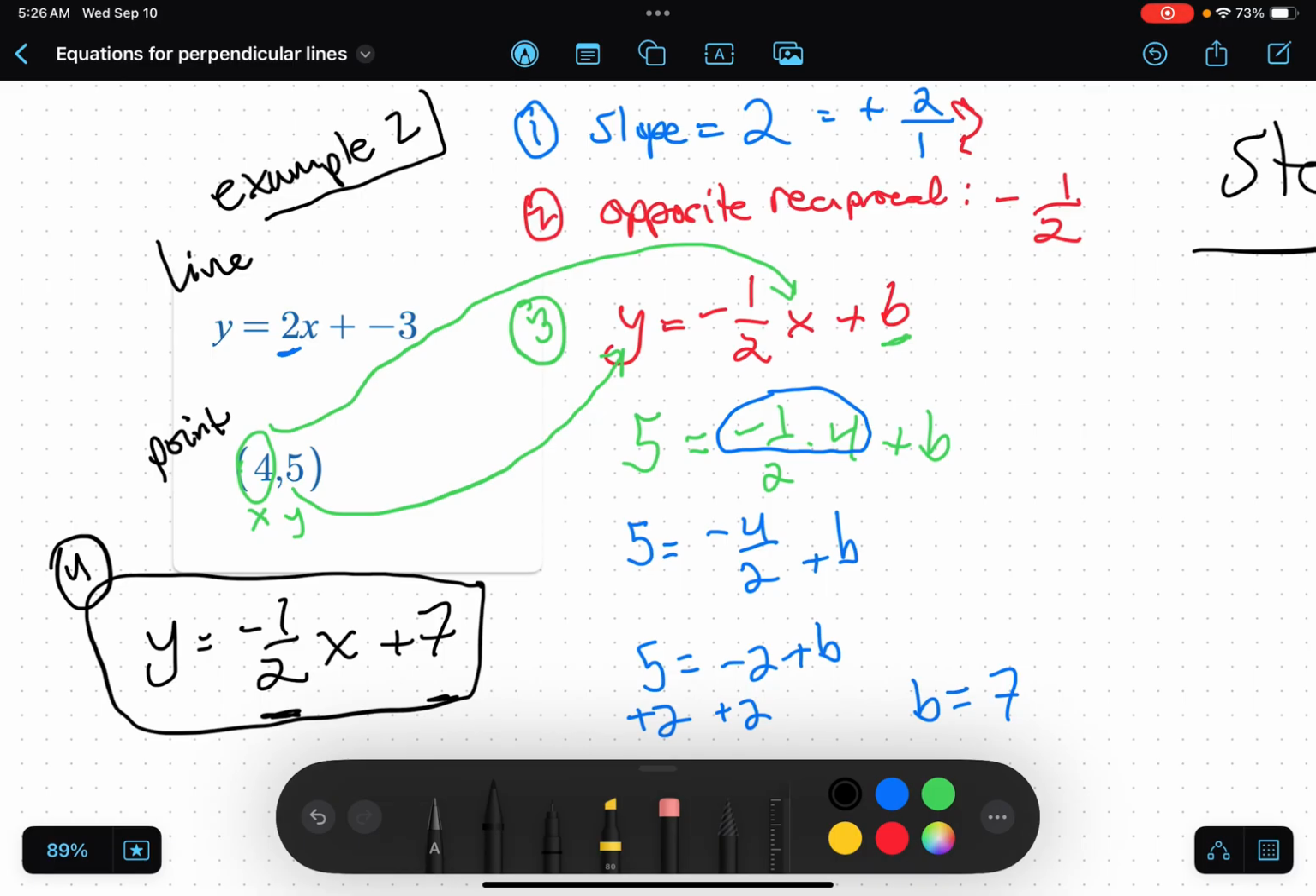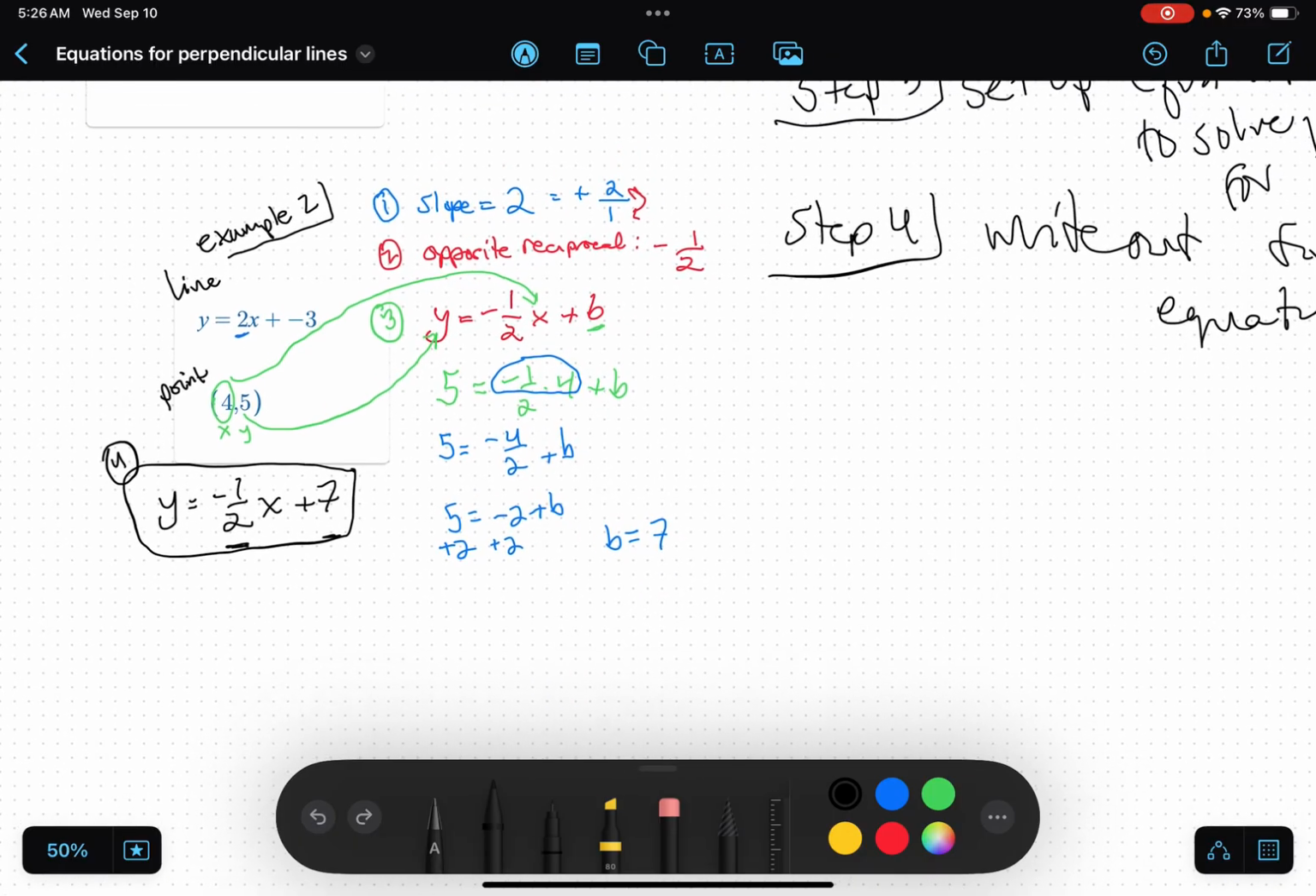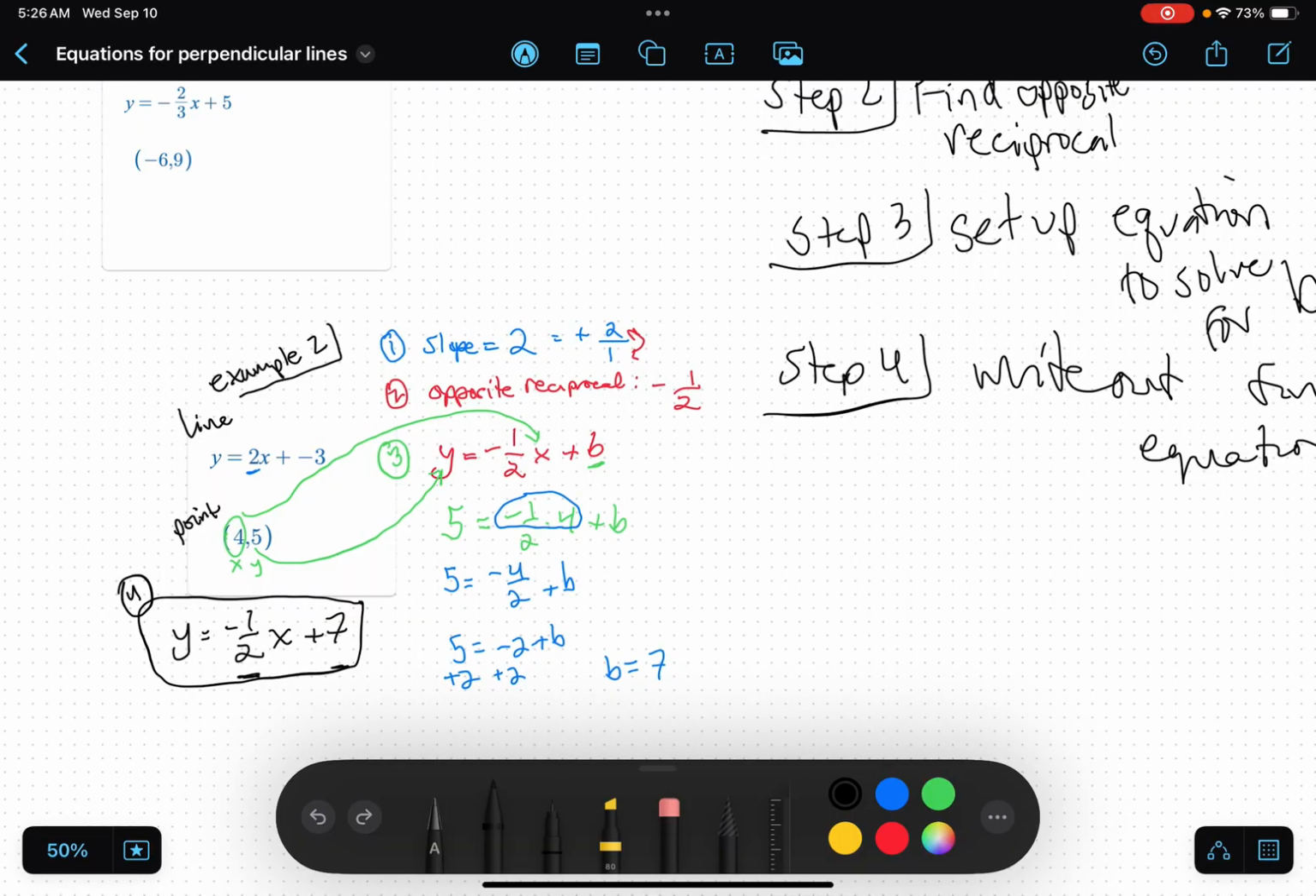So let's do one last example to make sure that people have it really solid. Where did I put my last example? You know what? Yeah, okay.